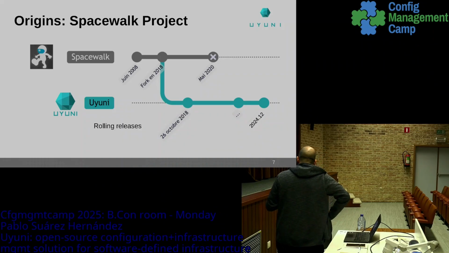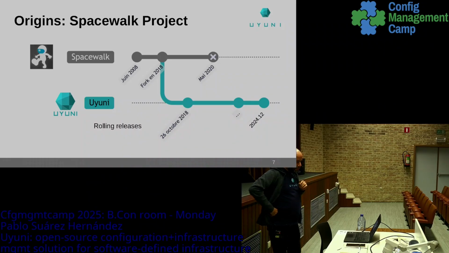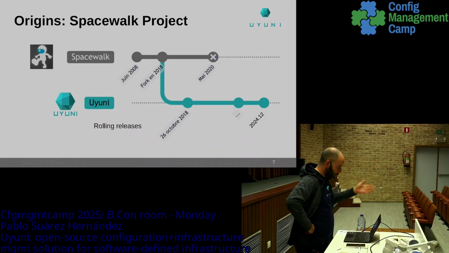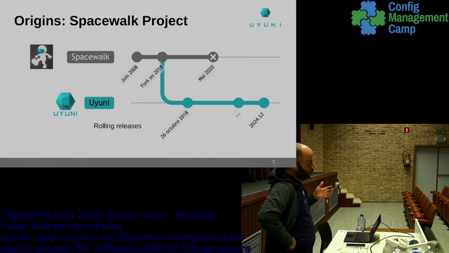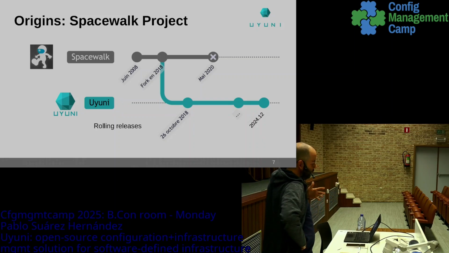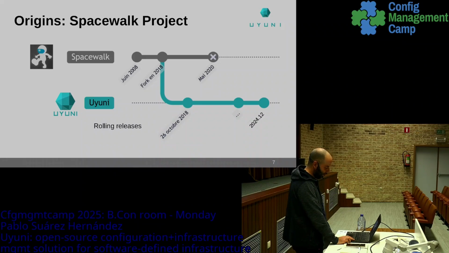Uyuni is basically doing rolling releases. The last release is 2024-12. Hopefully, there will be another release now in February, or hopefully in March. Our idea is that we can try to do monthly or bi-monthly releases. But yeah, that's what we try, and we will need to see. Sometimes we are not that regular on the dates, but that's what we are trying to achieve, at least monthly or bi-monthly releases.